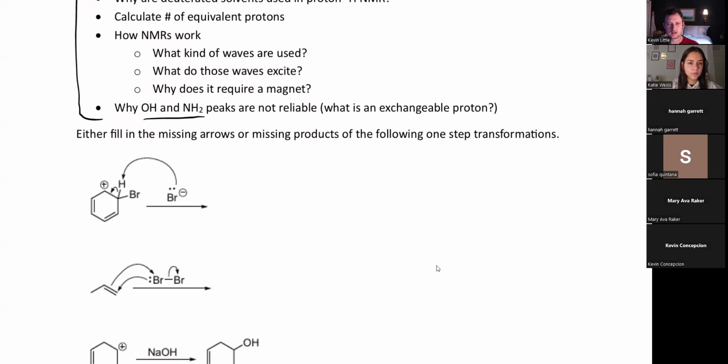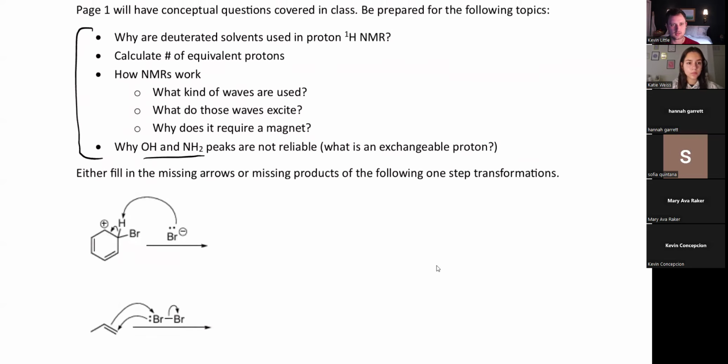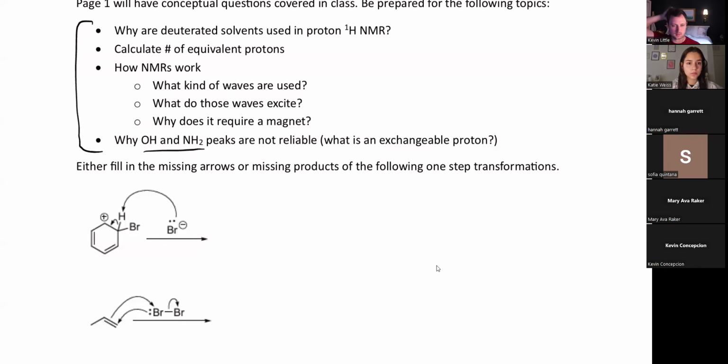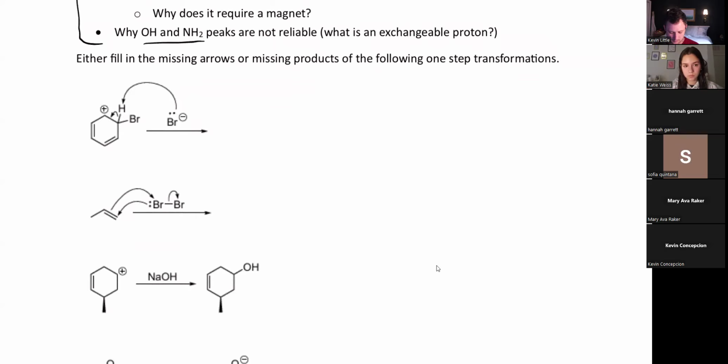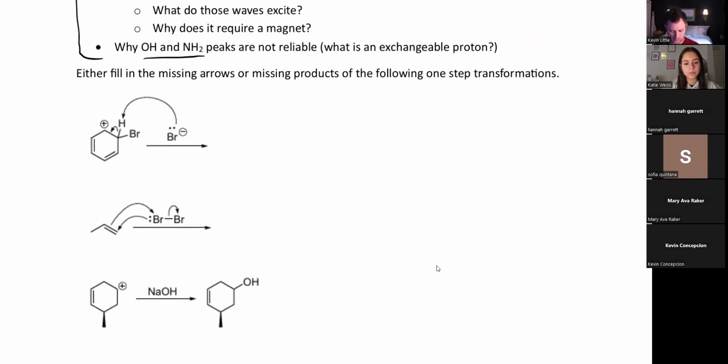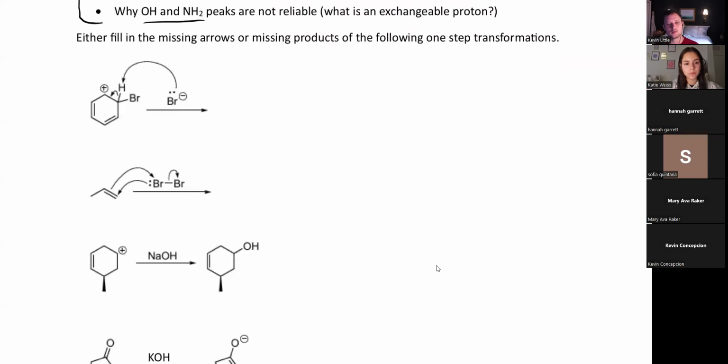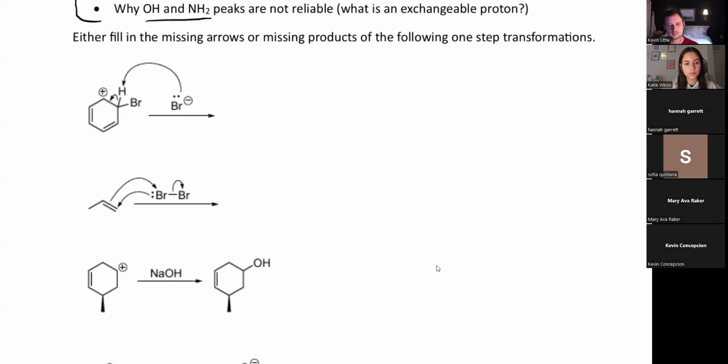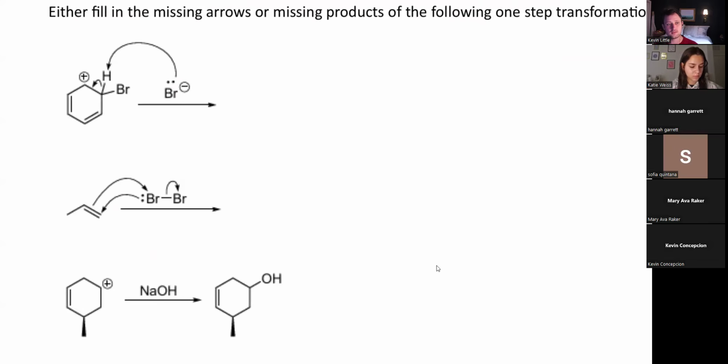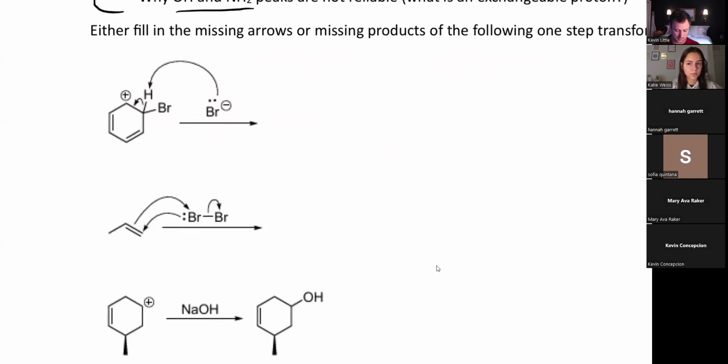These are more likely than not going to be either short answer or multiple choice questions that you can get through and answer relatively quickly. These questions are simple arrow pushing questions. All I'm trying to ask is, if I give you the arrows, can you tell me what the product is? Or if I give you the product, can you tell me what the arrows are?